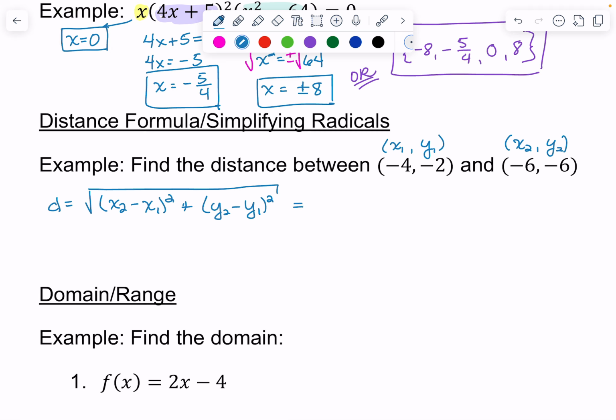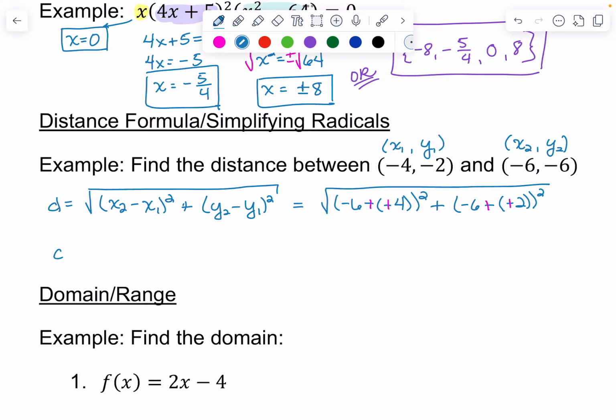So, subbing in, I'm going to get negative 6 minus a negative 4, squared, plus, don't forget all these parentheses, negative 6 minus a negative 2, squared. That's my y. All right, so keep an eye on those negatives. These two turn into a positive. These two turn into a positive.